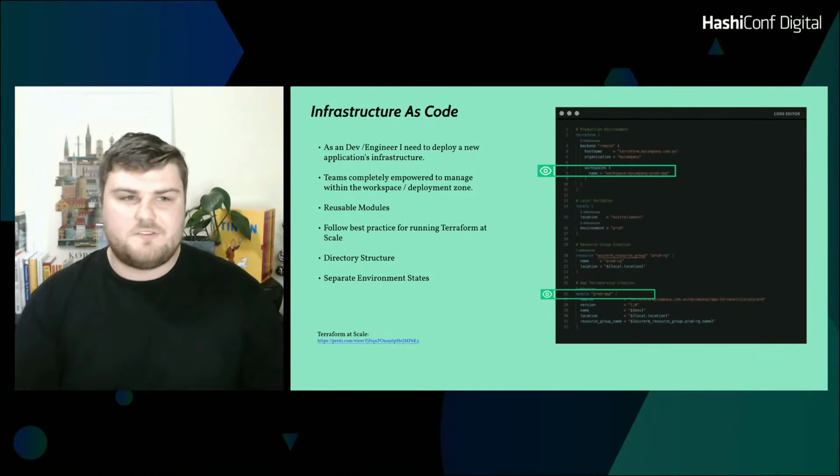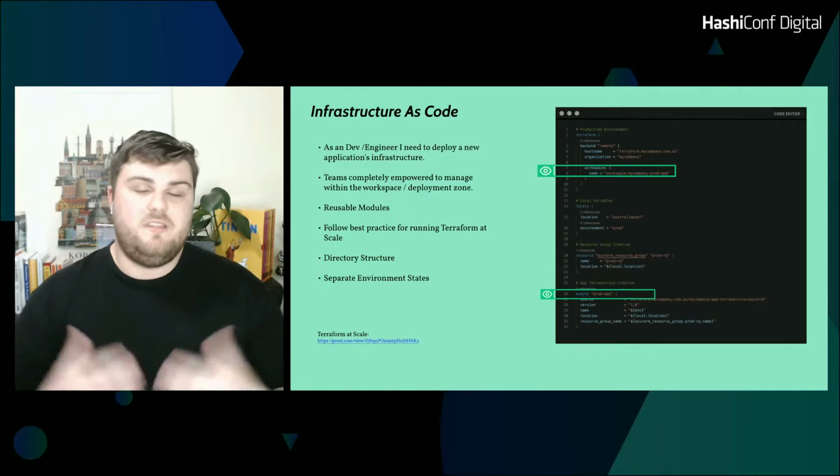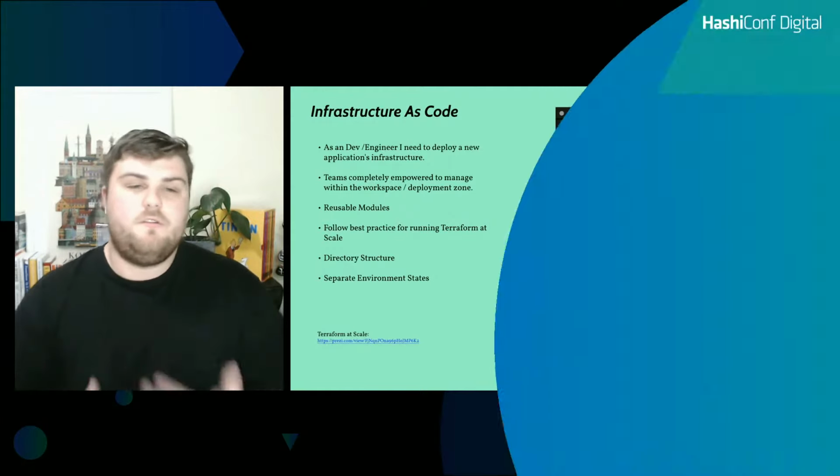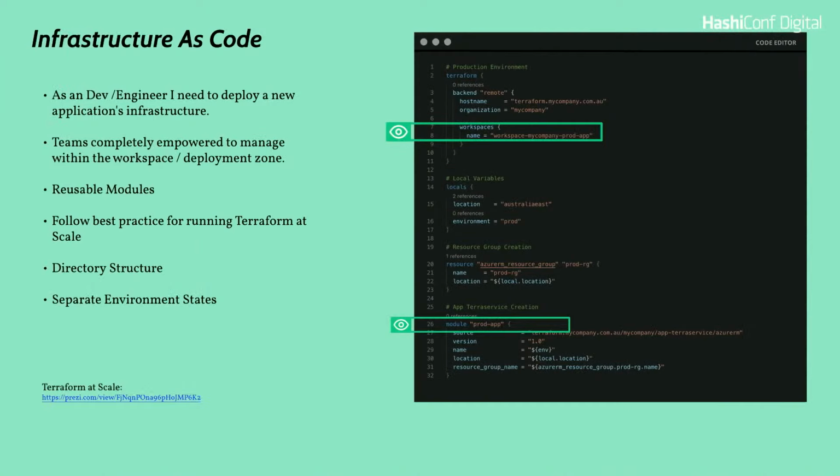When we look at the classical infrastructure as code, as a dev or an engineer, I want to deploy the infrastructure I need. So how do we go through that? Again, we want to reuse a module that for this case is an application with an app service plan, VNet integration, logging enabled, all of those kinds of things, so that we can enable the developer as fast as possible.